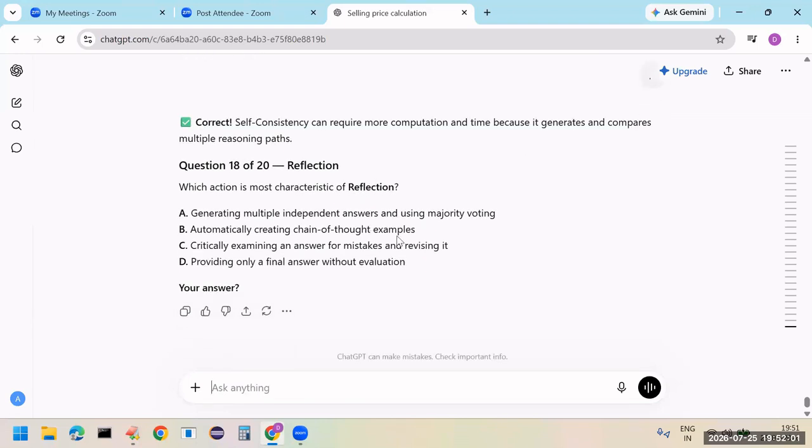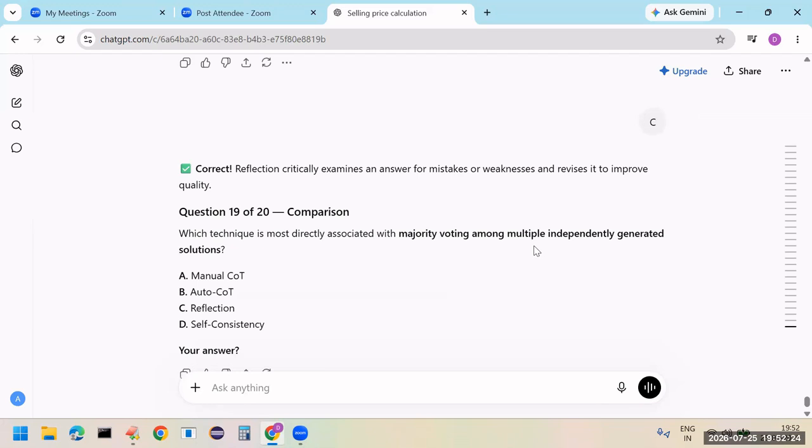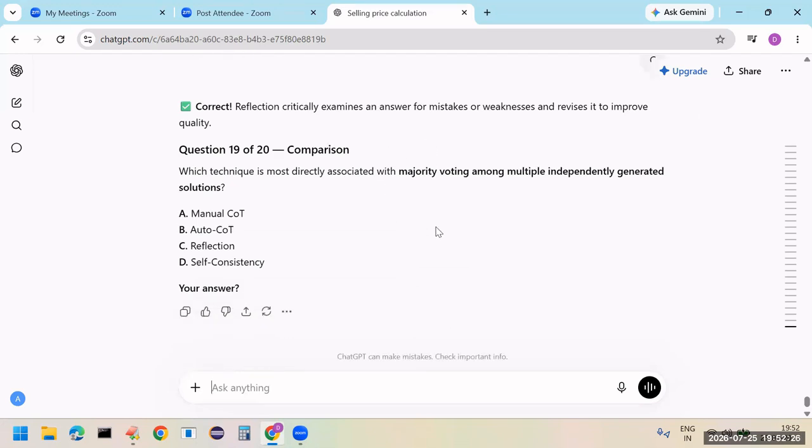Question number 18. Which action is most characteristic of reflection? Yeah, C, sir. C. Critically examining an answer for mistakes and revising it. Correct? Yeah. Which technique is most directly associated with majority voting among multiple independently generated solutions? Self-consistency. D. Yeah, correct? D, sir.